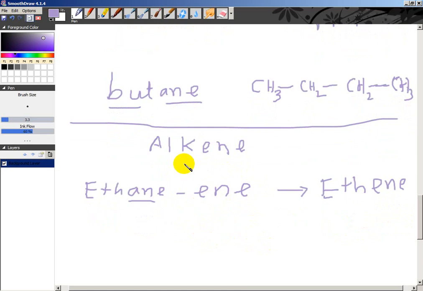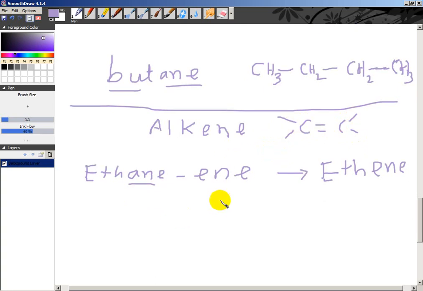Alkene homologous series. The functional group is the carbon-carbon double bond. This is the functional group of alkene. So if we see ene in the suffix, we will understand this is an alkene: at least one carbon-carbon double bond is present in the compound.